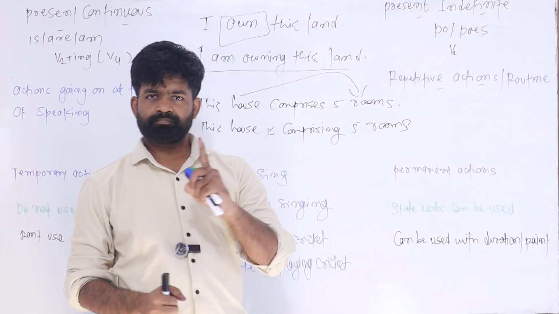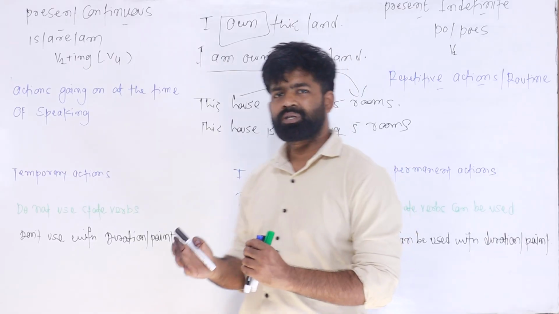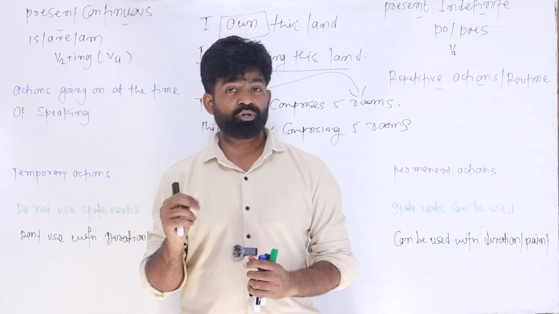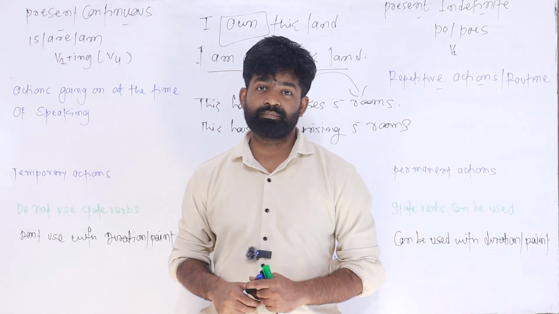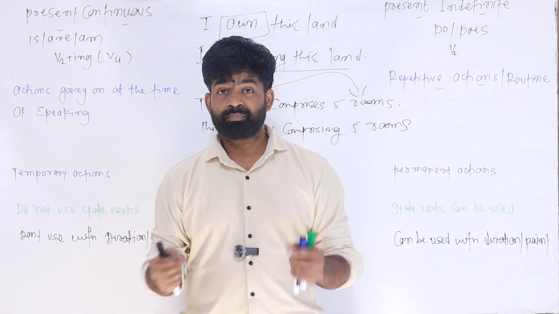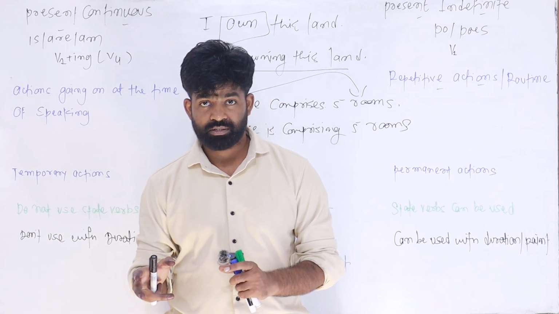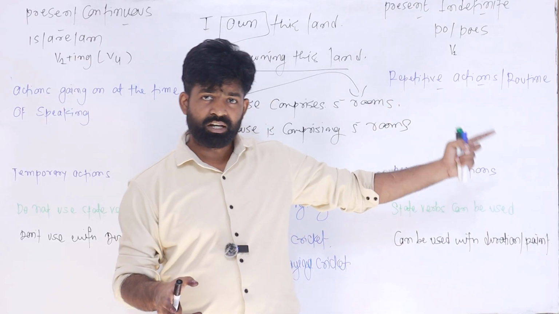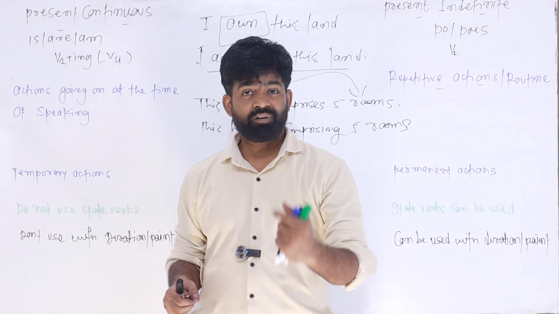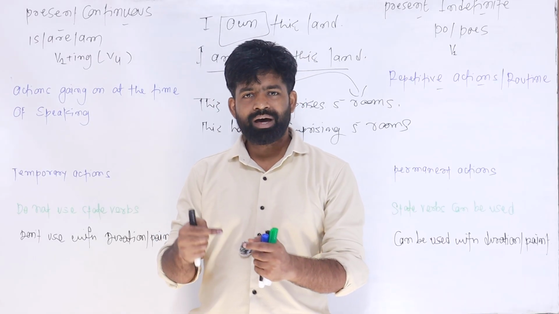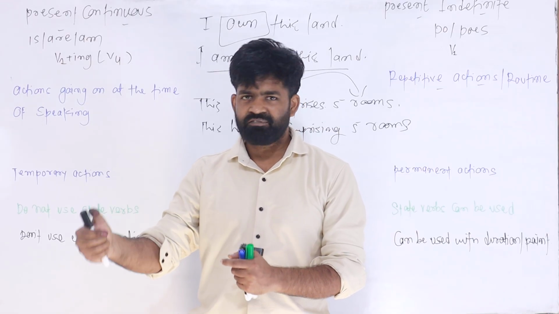Now next point. The next point is do not use present continuous tense with point of time and duration of time. If I say I am playing cricket at 5 p.m., this is not correct because I am playing cricket right now. So you cannot use point of time with present continuous tense. On the other hand, you can definitely use point of time with present indefinite tense. You can say I play cricket at 5 p.m. It means you are telling somebody about your routine.